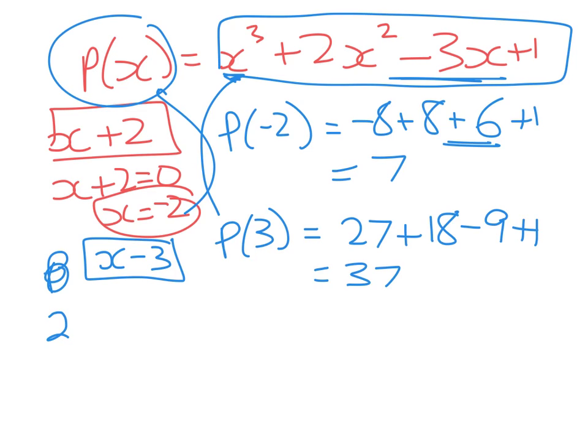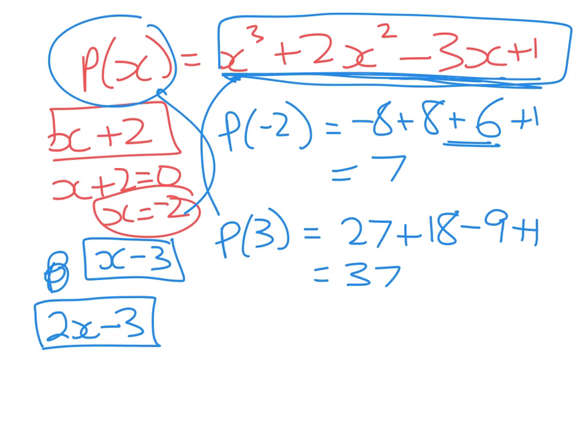We've got this as my divisor. So what will happen when I divide this polynomial by 2x minus 3? So I set 2x minus 3 equals 0 to say x equals 1.5. And then we evaluate at 1.5.